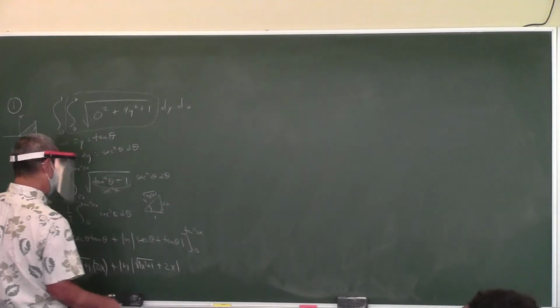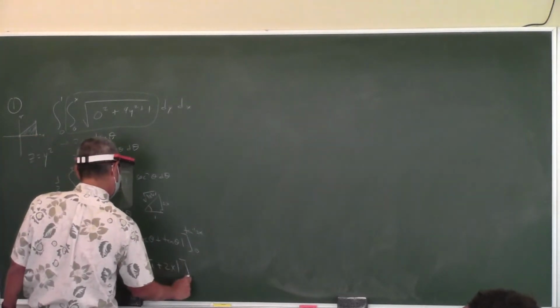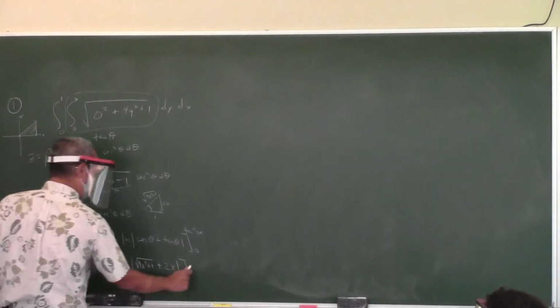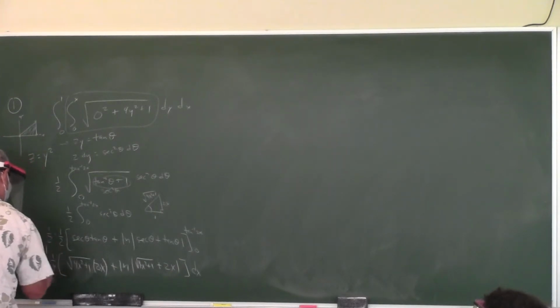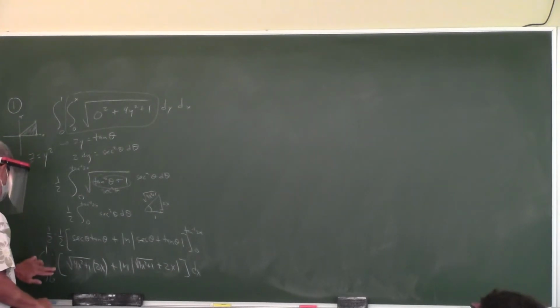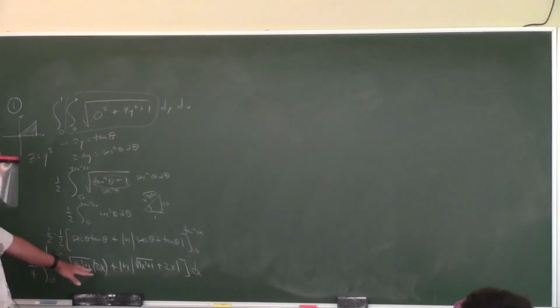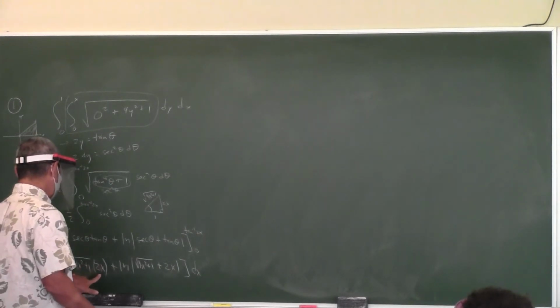Okay, and then what happens when you plug in 0? You get 0 plus 0. So there we go, this is what we got. Now we have to integrate this with respect to x from 0 to 1. So let's put the 1/4 on the outside. Okay, let's work on this antiderivative separately, so let's do this one.